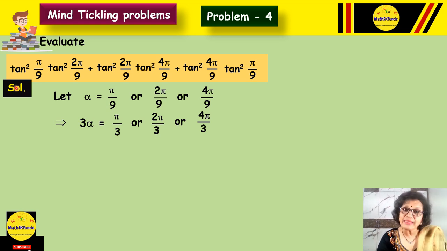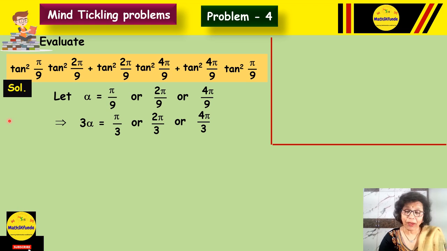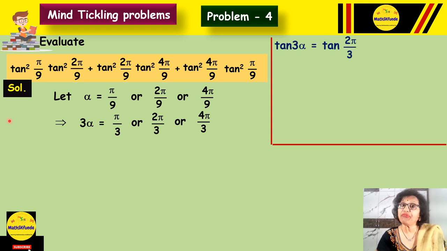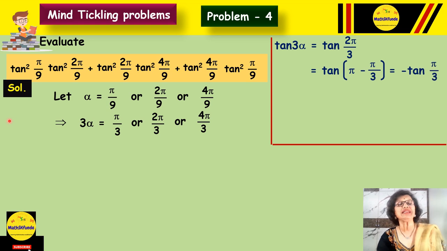Now what about 2 pi by 3 and 4 pi by 3? Would they be of some use? Even that needs to be seen. Let us see what happens to tan 2 pi by 3 and tan 4 pi by 3. So tan 3 alpha equal to tan 2 pi by 3. How do we further simplify this? Write 2 pi by 3 as pi minus pi by 3 and use the tan pi minus theta formula. That will take you to minus tan pi by 3.